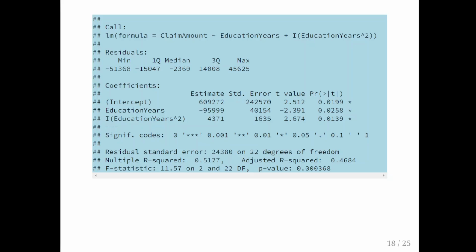0.5127, that's multiple R squared, but adjusted R squared is what we are particularly interested in this instance because of the different number of predictors, the different number of P. So adjusted R squared is 0.4684. That's an improvement over the linear model. Okay, so that says that the polynomial model is doing a better job.